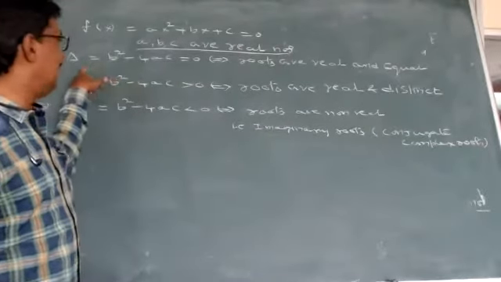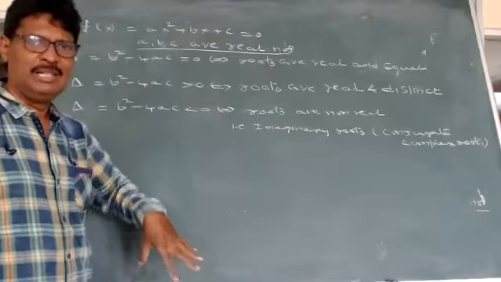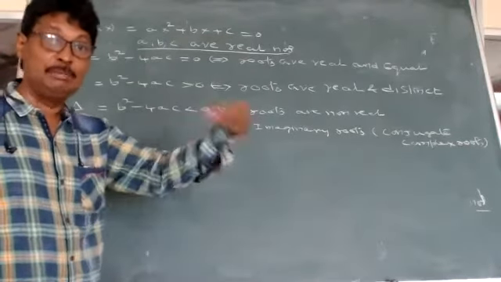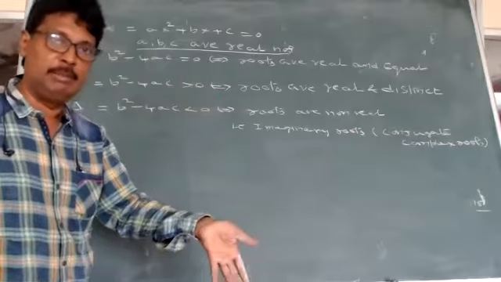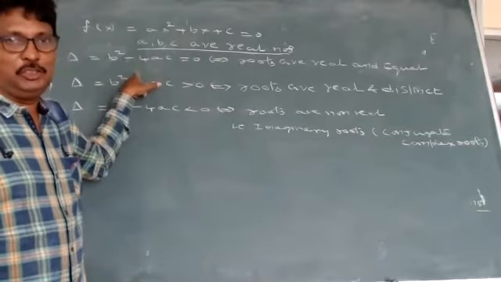Number 1, delta equal to 0. Simply, the roots are real and equal. Particularly the root is minus b by 2a. First root is minus b by 2a and also second root is minus b by 2a, if delta equal to 0.